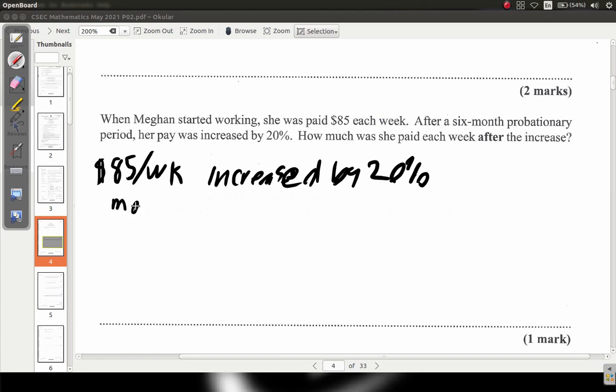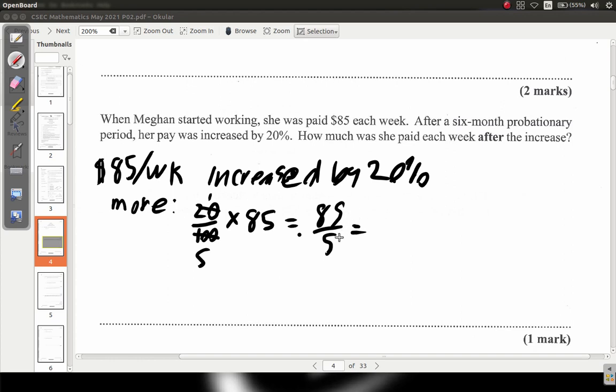Alright. So we want to see how much more she gets now. 20 per cent means out of 100. 20% of means you multiply. 20% of 85. So you calculate that. That gives you how much more she is paid now. So you say 20 over 100, 20 into 100 is 5. So this gives you 85 over 5.